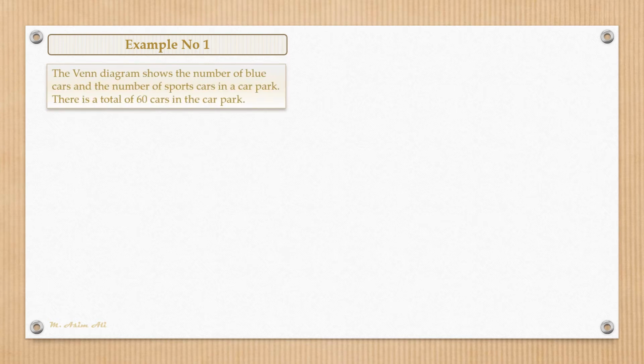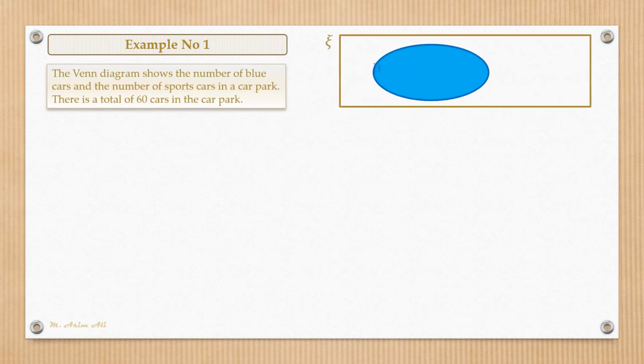Let's discuss a question on Venn diagrams. There's a car park in which the total number of cars is 60, and there are blue cars. So all the blue cars will come in the set B, and there are sports cars S. And these numbers are given in the question: 18, 2, 8, and 32. I will discuss them all one by one.